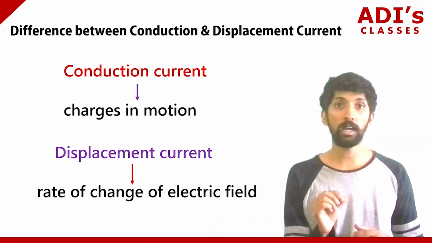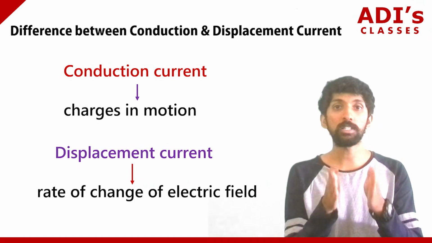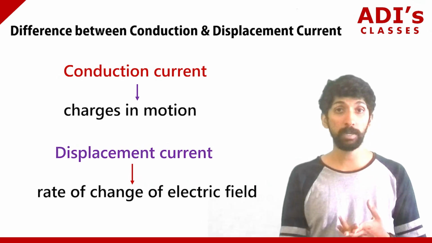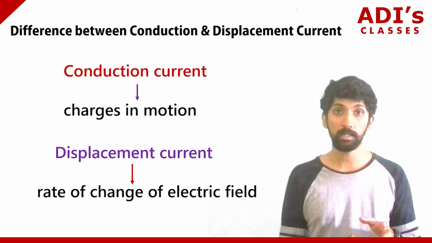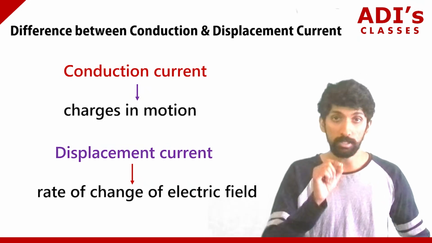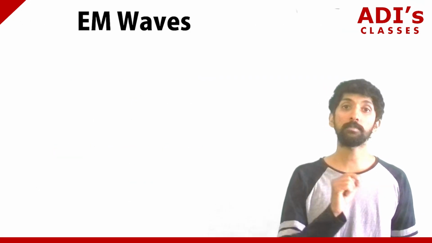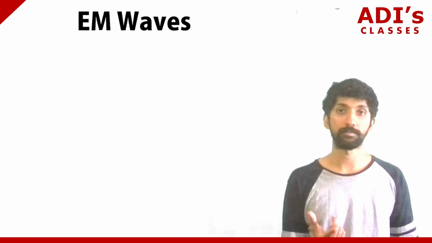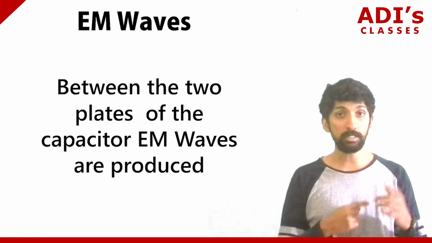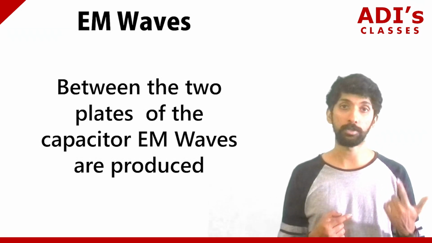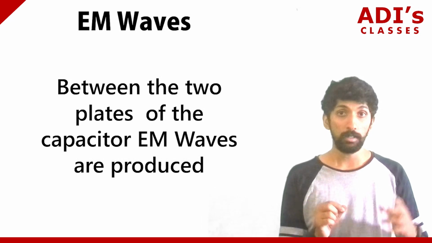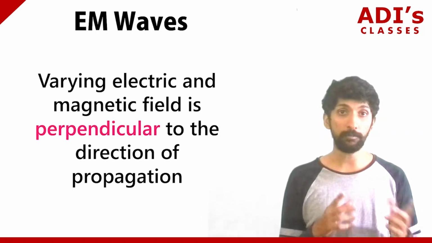So what we have is, in that small space between the two capacitor plates, there is an electric field as well as a magnetic field, both of them, correct, and both of them exist together. This is the point where electromagnetic waves are produced. Between the two plates of the capacitor is where the EM waves are produced. Alright, see here, the varying electric and magnetic field is there, right?